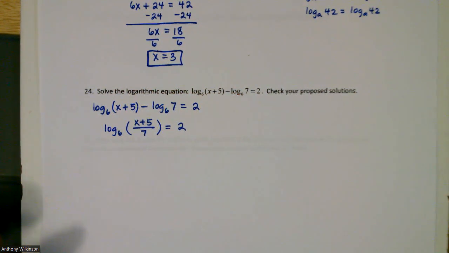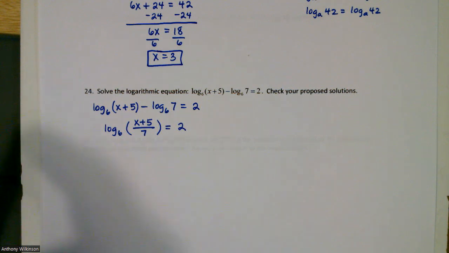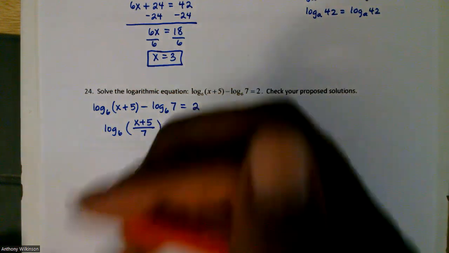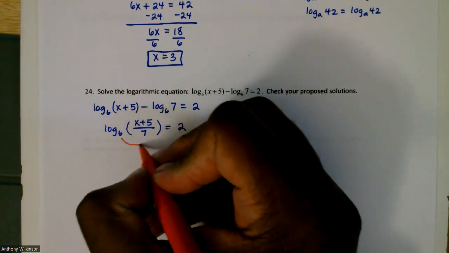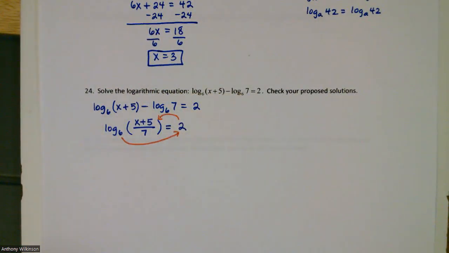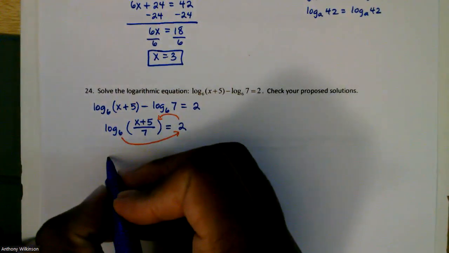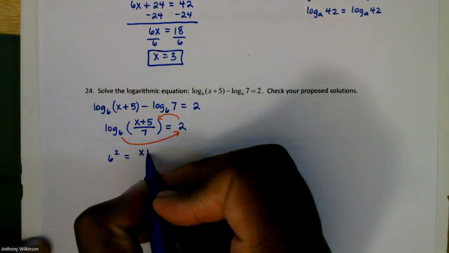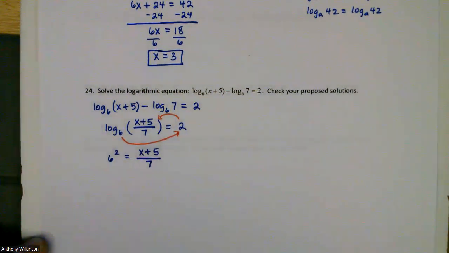Okay. A minus sign in between the two logarithms means I need to condense it using the quotient rule. Now here I need to use that definition of the logarithm by converting it into its equivalent exponential form. That means this 6 is the base, the 2 would be the exponent for the 6, and that's going to be equal to that expression x plus 5 divided by 7. So log to the base 6 of the quantity x plus 5 divided by 7 equaling 2 in exponential form would be 6 squared, or 6 to the second, equals x plus 5 divided by 7.